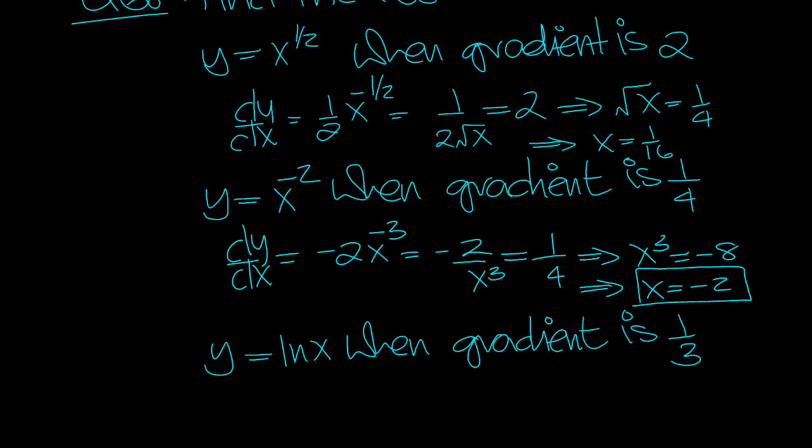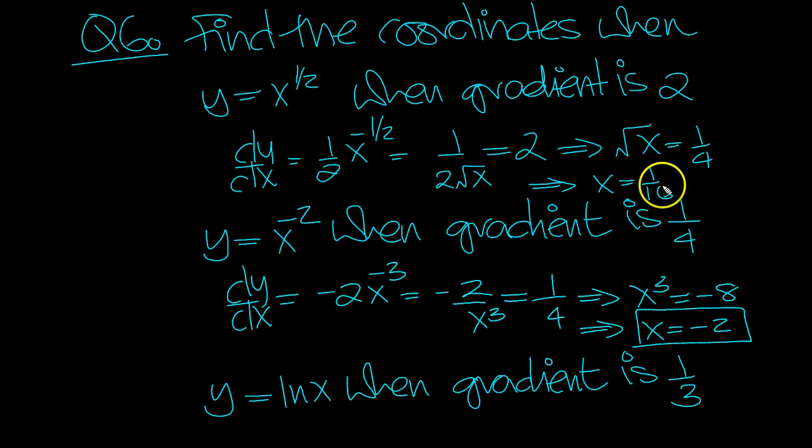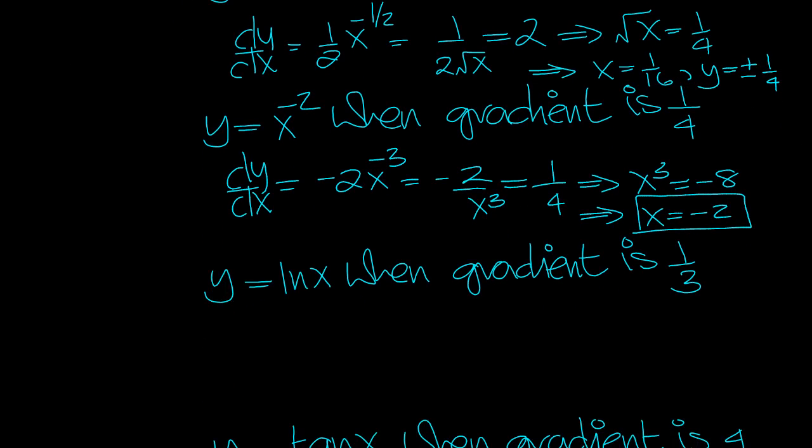But we need the coordinates in these questions. So x is 1/16 and y is equal to, because it says coordinates, 1/16 square rooted is 1/4. Square rooted is plus or minus 1/4. So there's two coordinates there. And this one, minus 2, put that in there. Minus 2, 1 over x squared is 1/4.